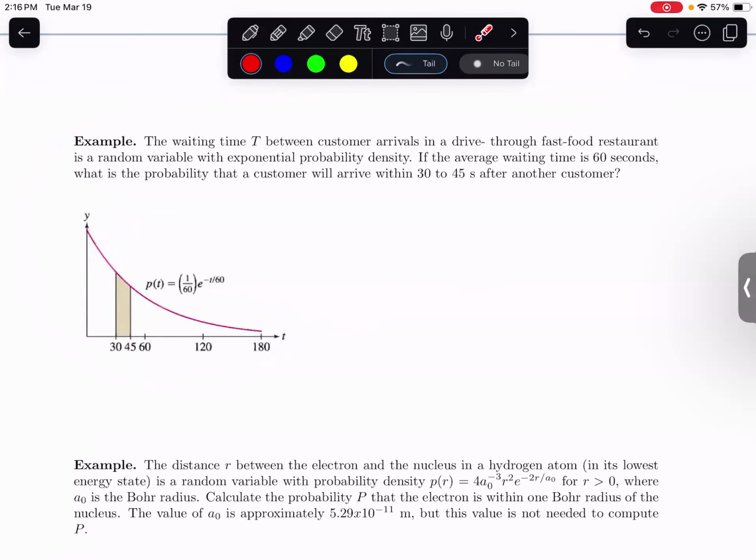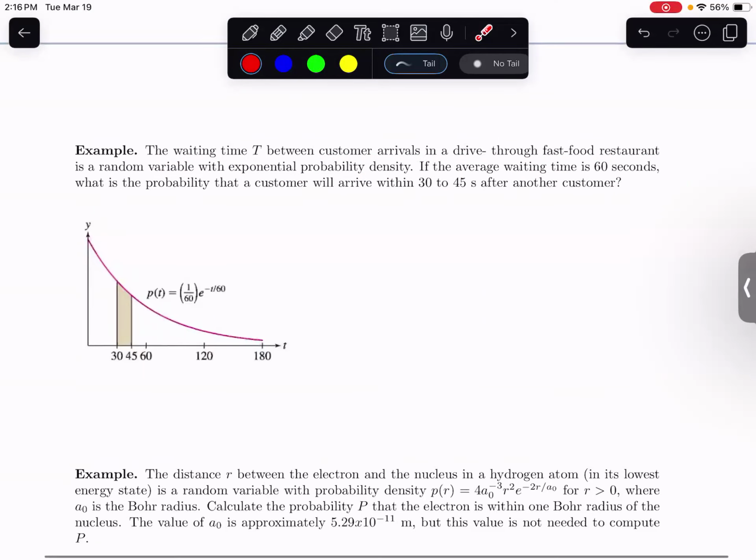For this example, it tells us that the waiting time t between customer arrivals in a drive-through fast food restaurant is a random variable with exponential probability density. It tells us in the beginning that the average waiting time is 60 seconds, and it wants us to determine the probability that a customer will arrive within 30 to 45 seconds after another customer.